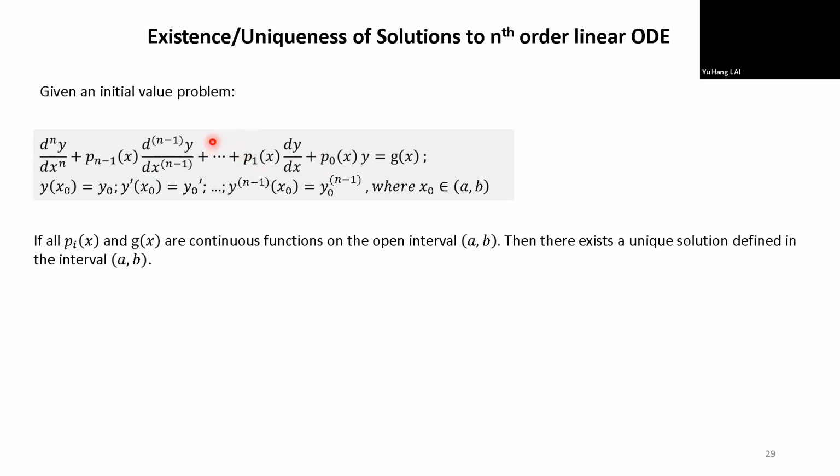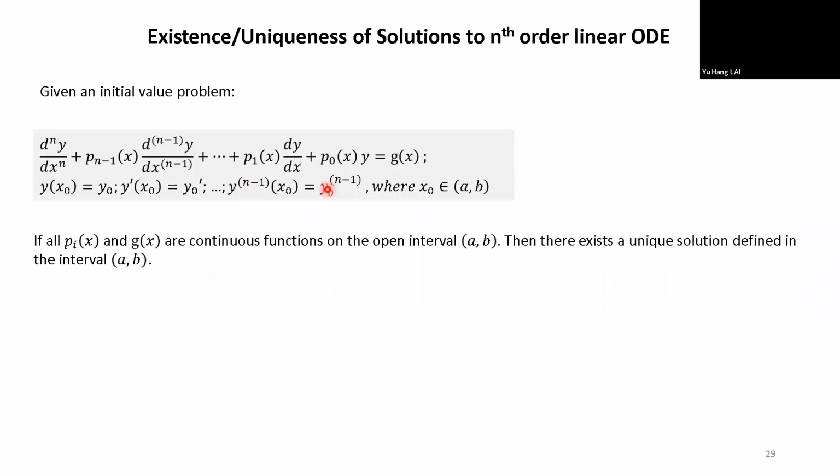So here, first is a theorem: suppose all these coefficient functions and also g(x) are continuous in some interval, then there will exist a unique solution, provided that you have given all the initial conditions.